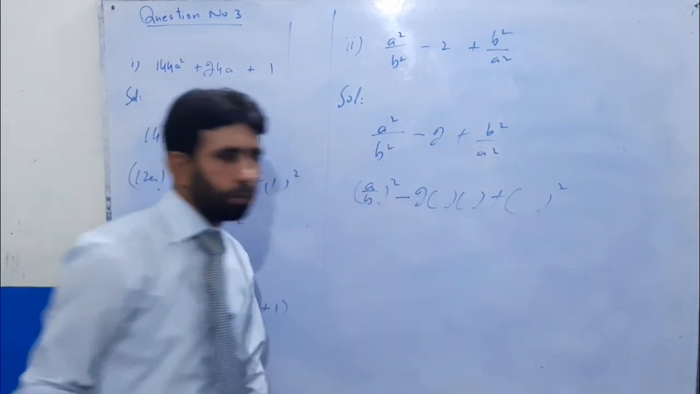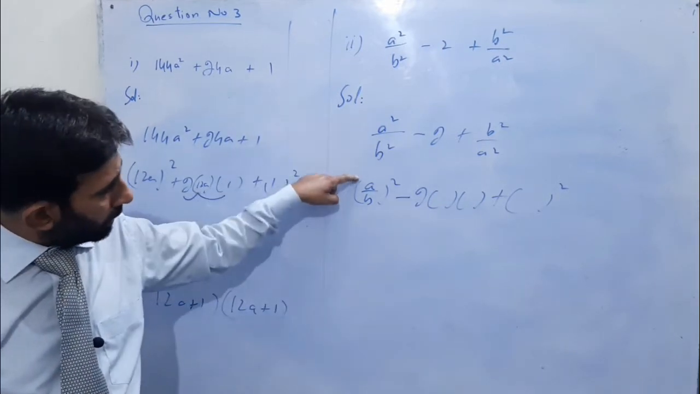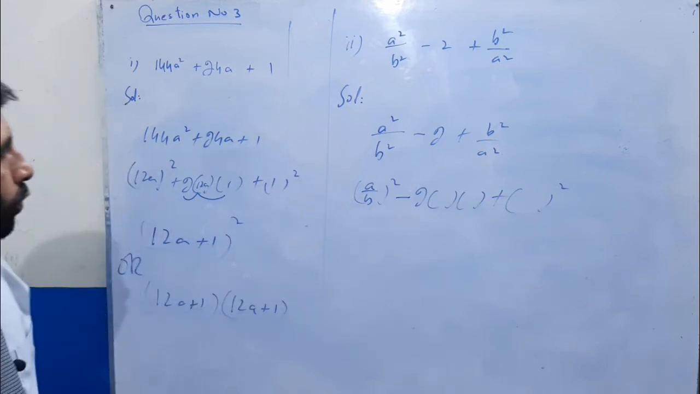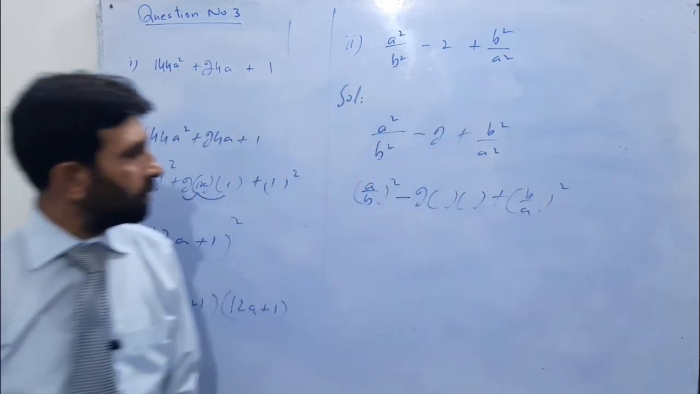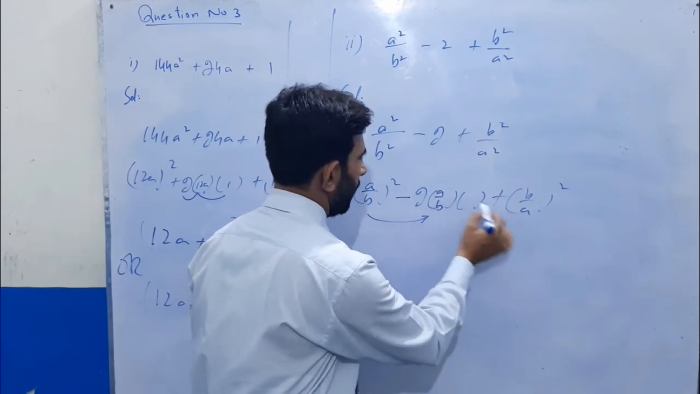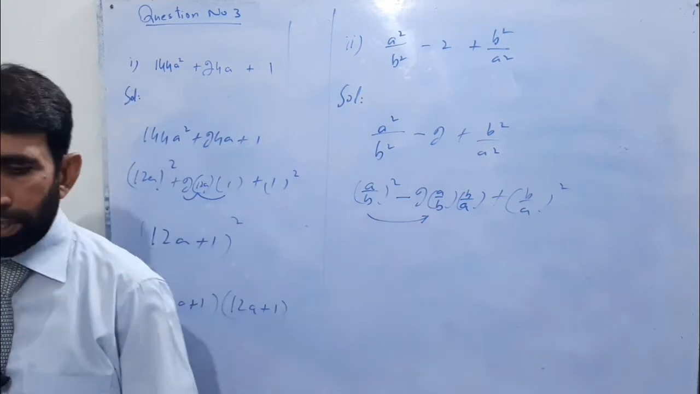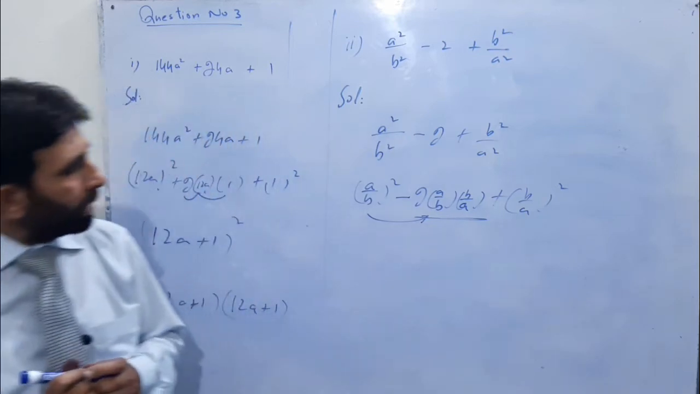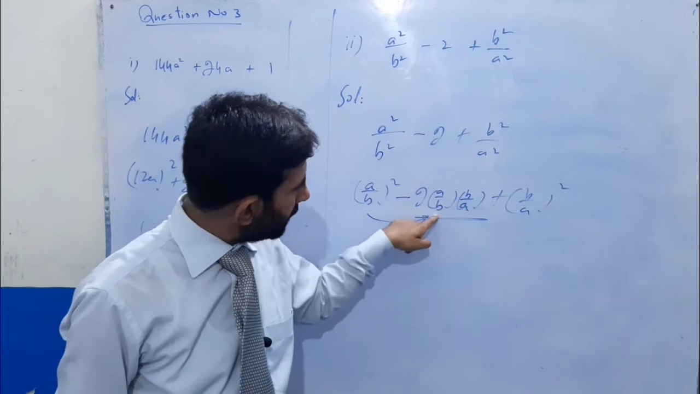Instead of a square over b square, you can write a over b whole square, like for a square we can write a whole square, and for b square, b whole square. As a whole, you can write a over b whole square, and the second is b over a whole square. The first element is a over b, and the second is b over a. Now check whether you can get the middle term by multiplying all of these three things. Simply multiply all these three terms. A is cancelled with A, B is cancelled with B, it becomes 2.